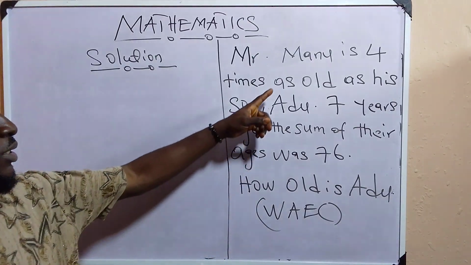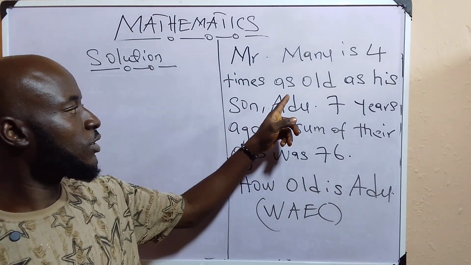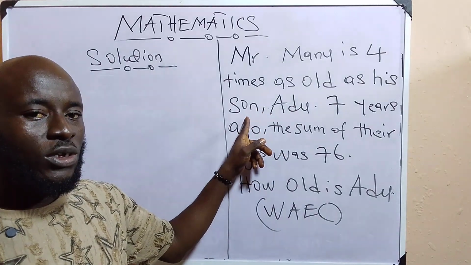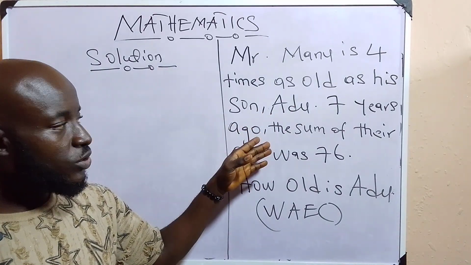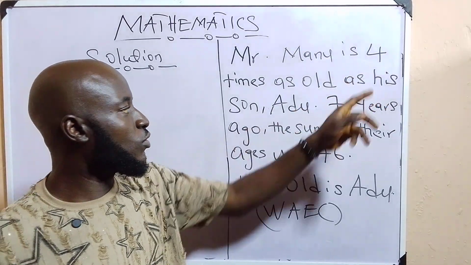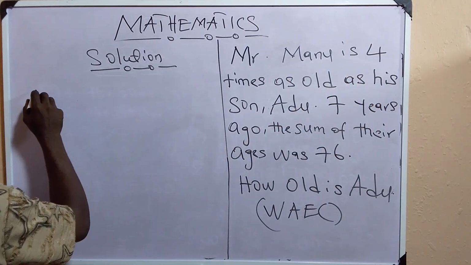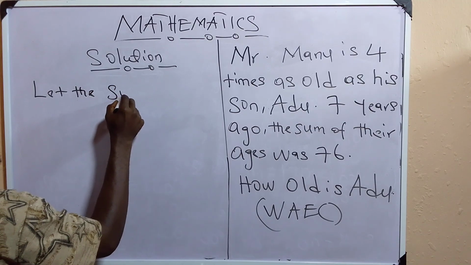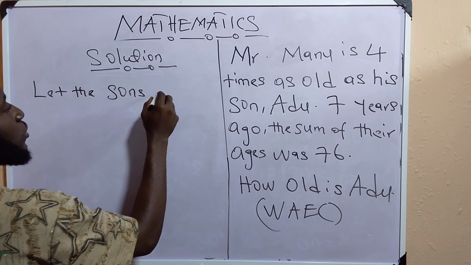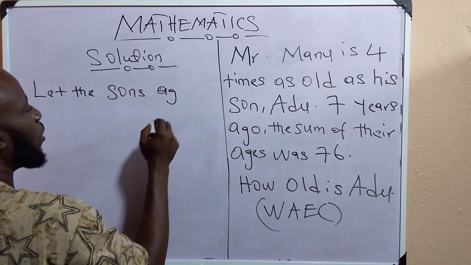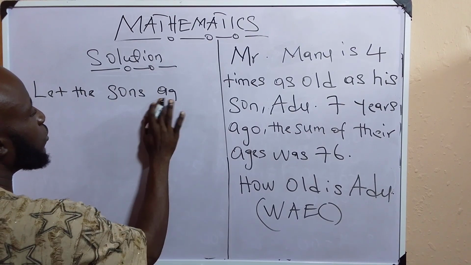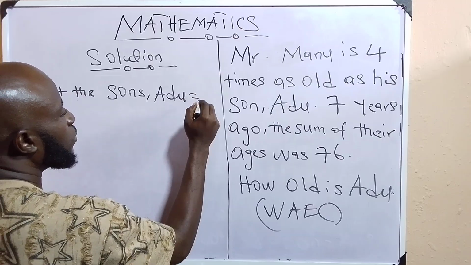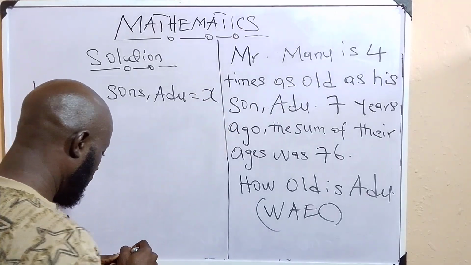The first statement states that Mr. Manu is 4 times as old as his son. So what you need to do here is to find the son's age and multiply it by 4. We don't know the son's age. So we say, let the son's age, the name of the son is Adu, be equal to x.